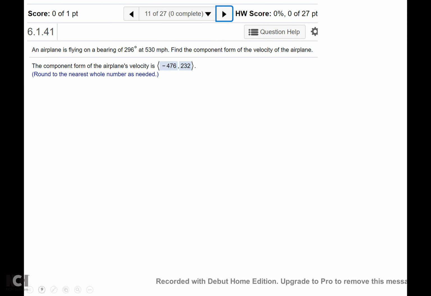Alright, next one's just an example. We have an airplane flying on a bearing of 296 degrees at 530 miles an hour. Find the component form of the velocity of the airplane. Let's draw a quick picture of this. Now remember, when you take a bearing, that means it's from north. So if I do 296 degrees from north, that would be around here somewhere in this quadrant. If I finish it off to figure out what this little piece is, 360 take away 296 would leave 64 degrees.